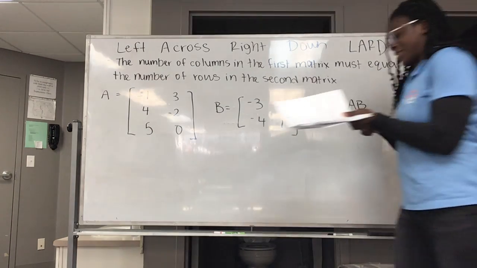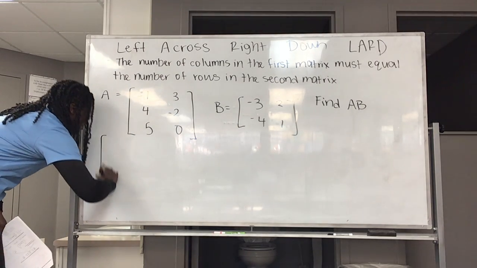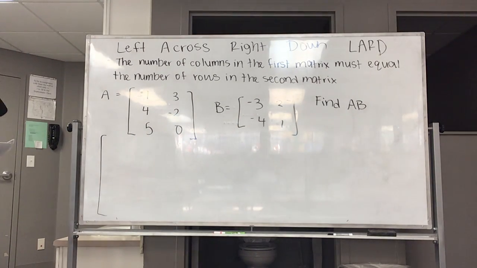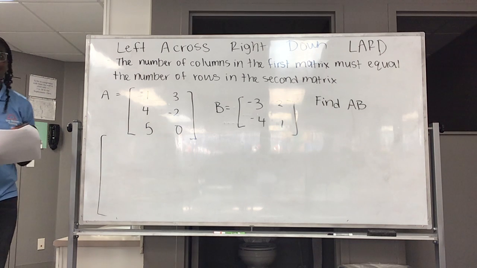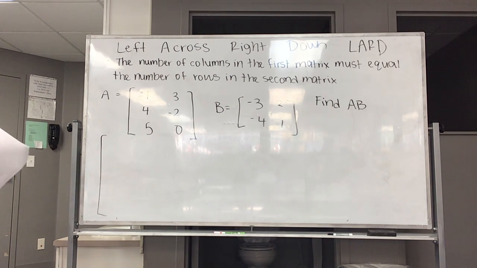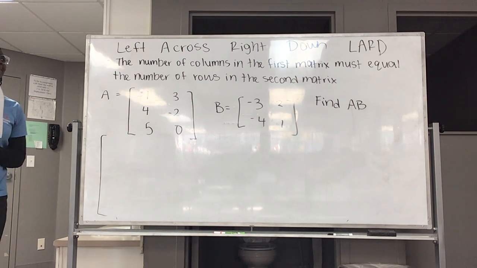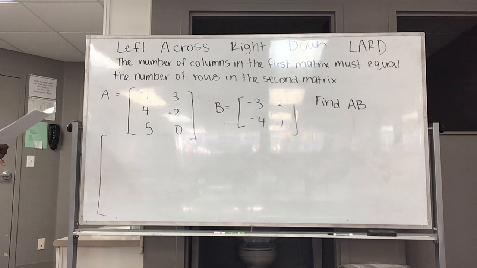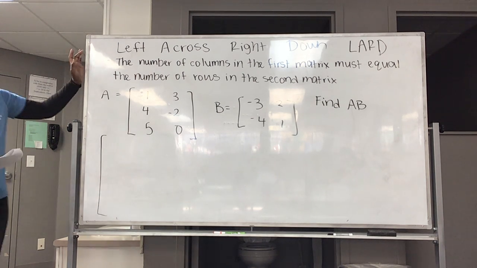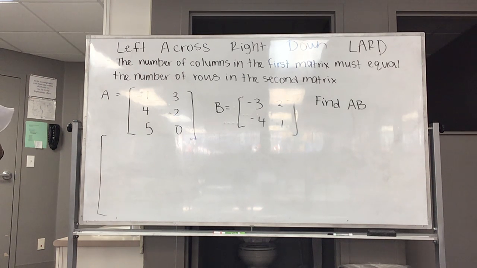So I figured it out. Sorry about that, why I made the mistake. But we're going to do this again. So the same two matrices, A and B, and then we're going to multiply. So disregard everything I said before, and I hope I didn't confuse you. But we're going to start over. So we're still going to do our left across, right down rule. But hopefully I can explain it better this time.